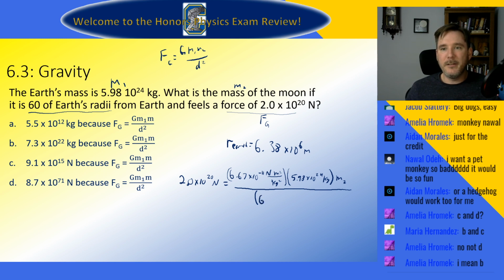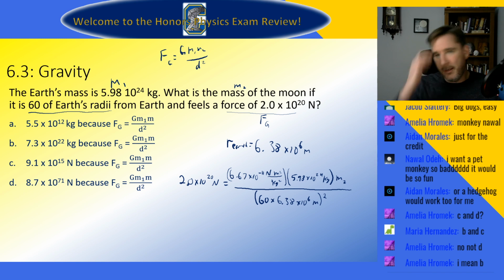So the distance is going to be a little weird. It's going to be 60 of the Earth's radii, so I'm going to take 60 times 3.8 times 10 to the 6th meters, and I have to square that distance. This is a mess, but if you're good with your calculator, then you're going to be fine with this.